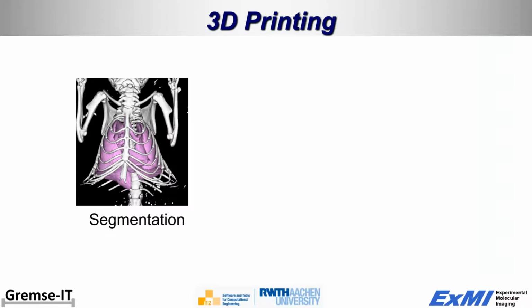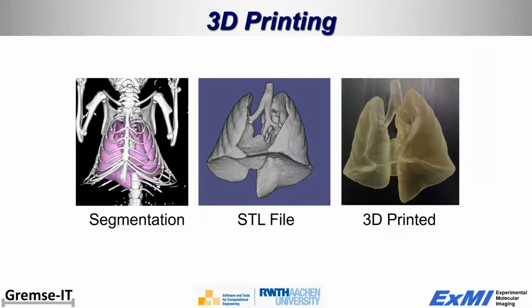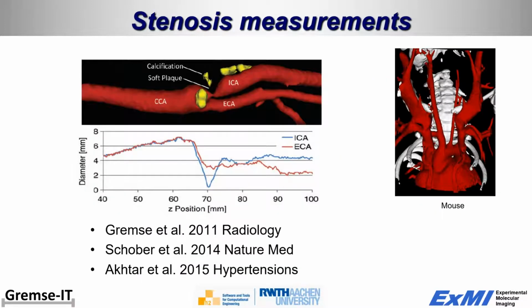If you have a segmentation, you can export it as an STL file and send it to a 3D printer. Here I printed a mouse lung, and that can be quite useful. Then there are features for vascular analysis, for stenosis measurements. This is a human carotid artery, for example, with a big stenosis here and some plaques.